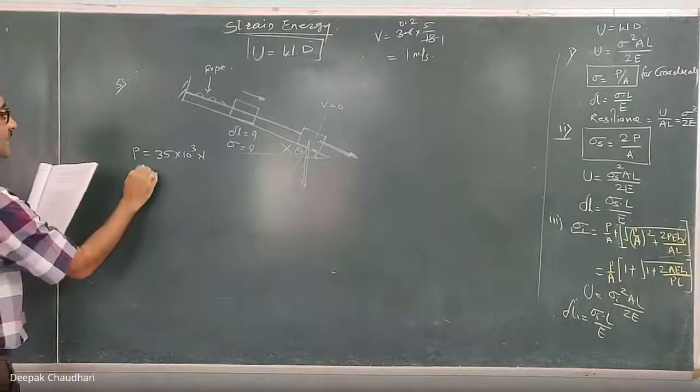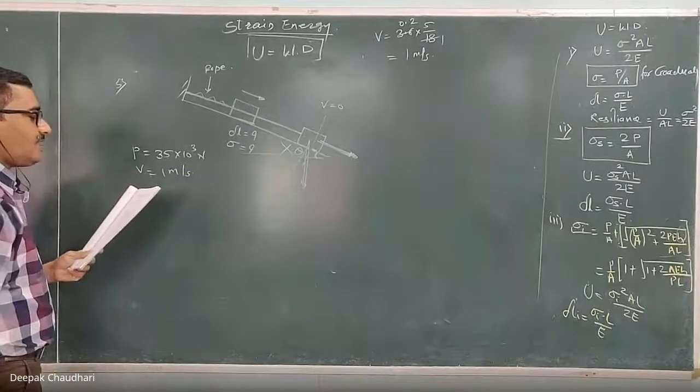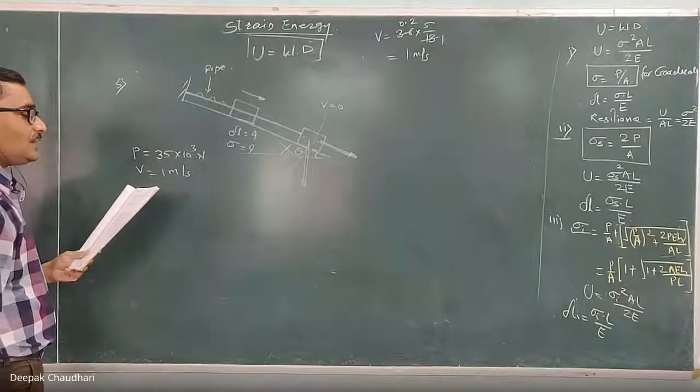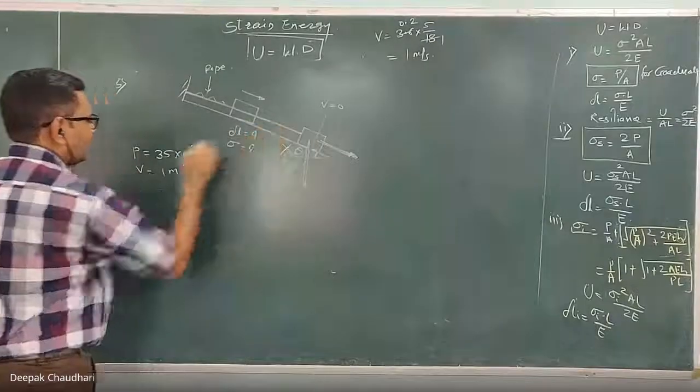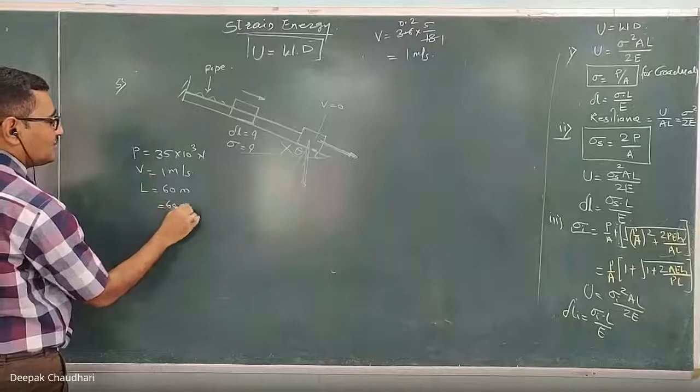The velocity is 1 meter per second. When the rope jumps and the wagon is suddenly brought to rest, the length of the rope is 60 meter. When the wagon comes to rest, the length of the rope is 60 meter, which is equal to 60 into 10 to the power 3 millimeter.